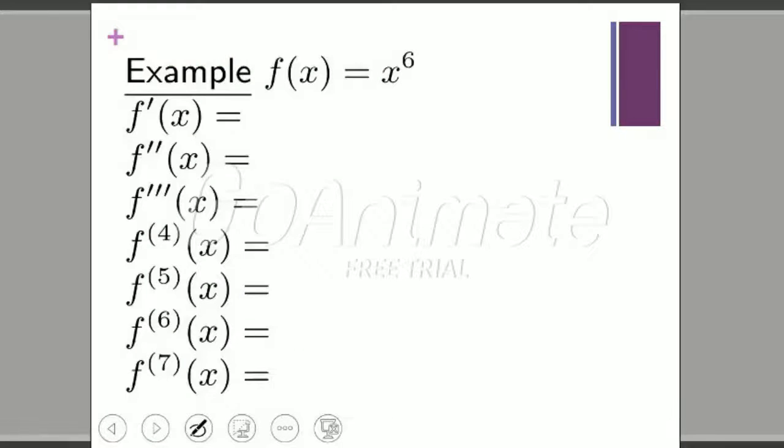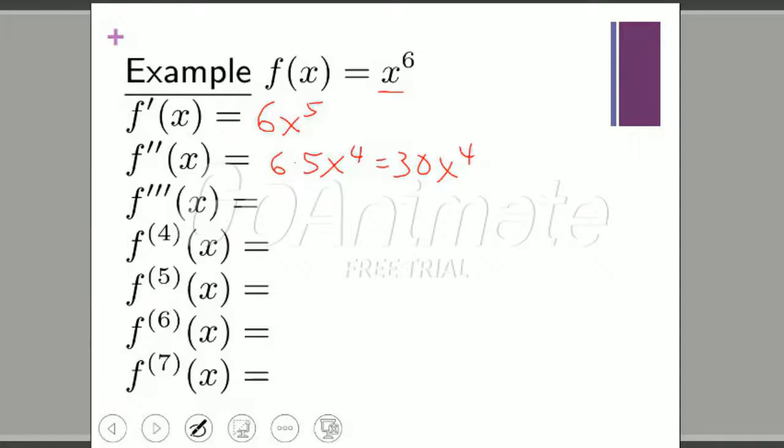Suppose your function f equals x to the power 6. What's the derivative of x to the power 6? By the power rule, it's just 6x to the power 5. Now, of course, 6x to the power 5 is differentiable itself, so you can differentiate it again to get the second derivative of f, which is 6 times 5, by the power rule again, x to the power 4, which is 30x to the power 4.